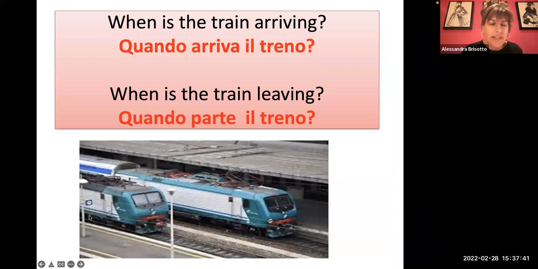Now you have to remember these two questions. Quando arriva il treno? When is the train arriving? And when is the train leaving? Quando parte il treno? So, quando is when, arriva is arriving, the train is il treno. Just take this like a package and memorize these two questions. If you are at the railway station, say, quando arriva il treno? Quando parte il treno? I will explain later when we study how to conjugate the verb. So far, just remember this expression.